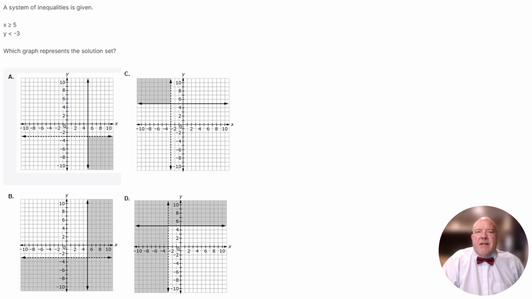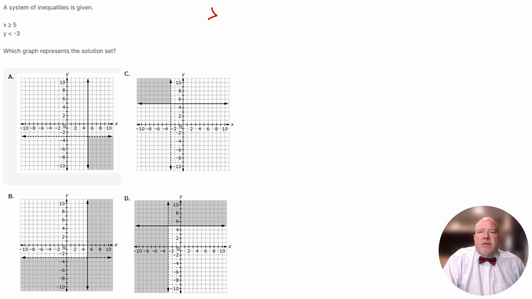This question is asking us to graph a system of inequalities. So inequalities, remember that means less than, greater than, less than or equal to, greater than or equal to. And when you graph these, you graph them almost identically to how you would graph them if they were equations, meaning if they had an equal sign. The main difference in graphing them, there's two things.